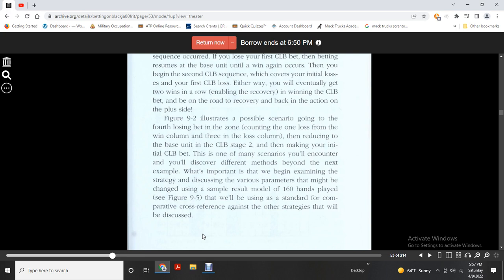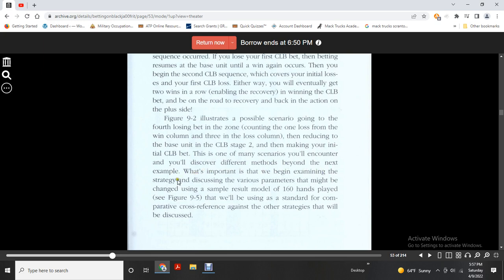Figure 9.2 illustrates the possible scenarios going through the fourth losing bet within the zone, counting the one loss from within the loss column, then reducing the bet units for clearance losing bet strategy 2, then making your initial clearance losing bet. This is one of many scenarios you'll encounter, and you will be able to discover different methods beyond this example.